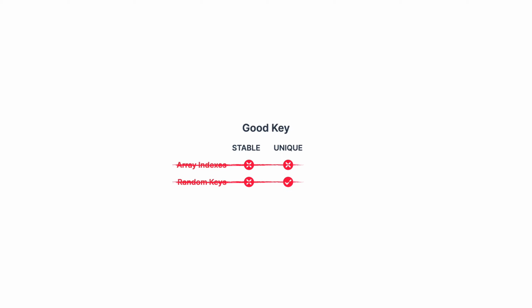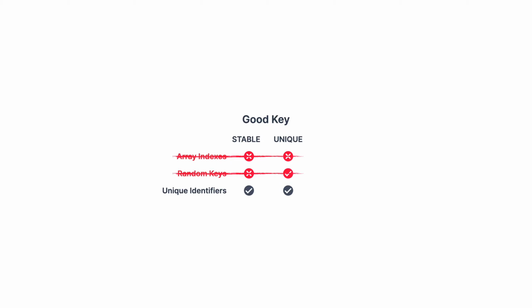A good key has two attributes. It's stable across re-renders, and it's unique among its siblings. This excludes array indexes and randomly generated keys, because neither of them is stable. In contrast, database fields like unique identifiers obtained from the server's data are ideal choices for keys.